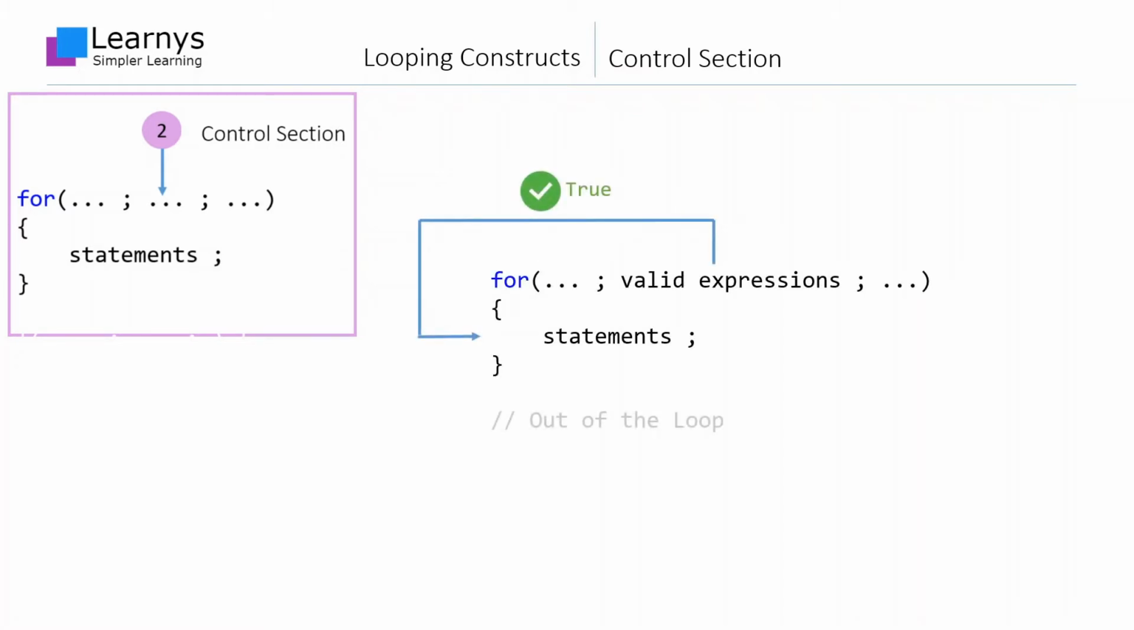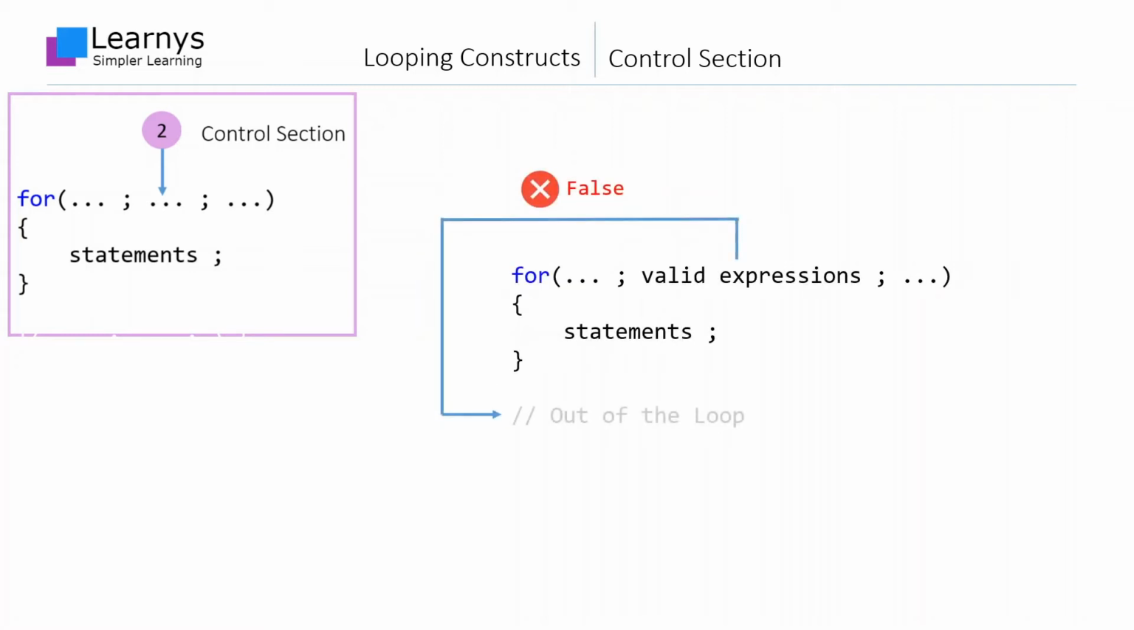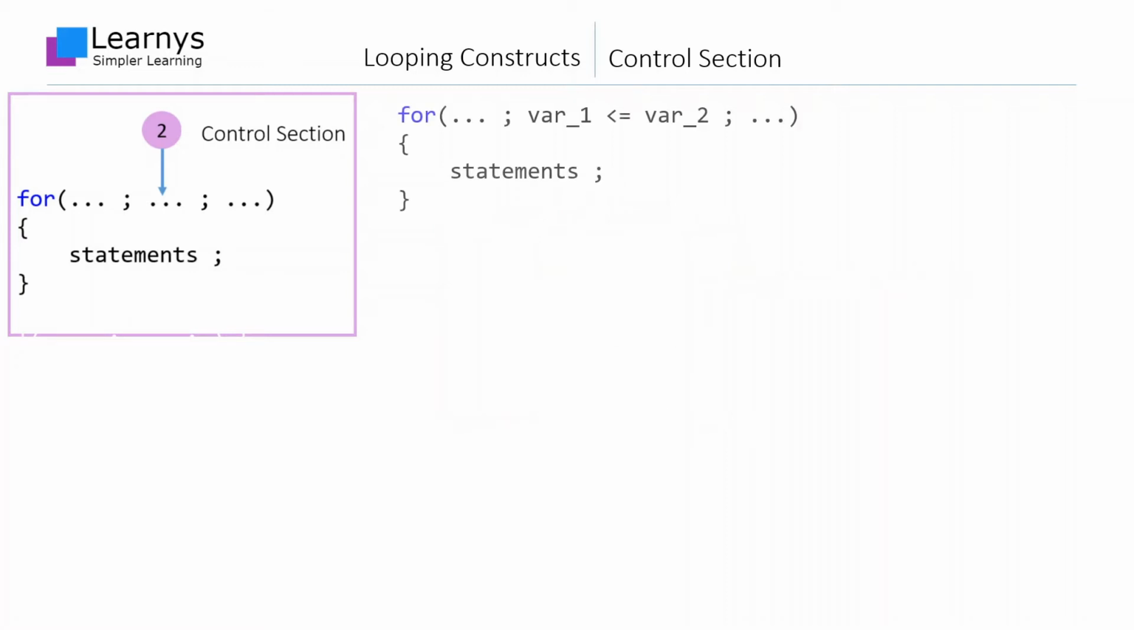If the evaluated value of the expression is any non-zero value, it will be treated as true and the loop continues. Whereas, if the value turns out to be 0, whether integer or floating point, it will be treated as false and the loop terminates. The loop also terminates if the expression evaluates to a null character or a null pointer, which are also considered as false. Let us see some examples of expressions which may appear in this section.